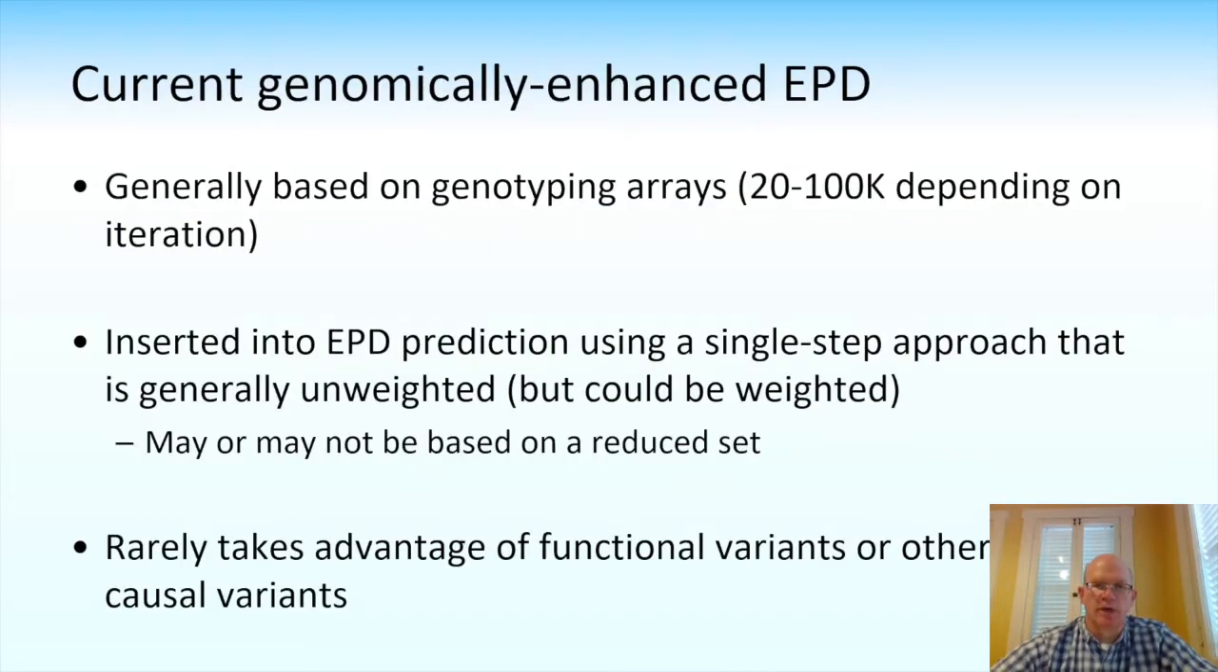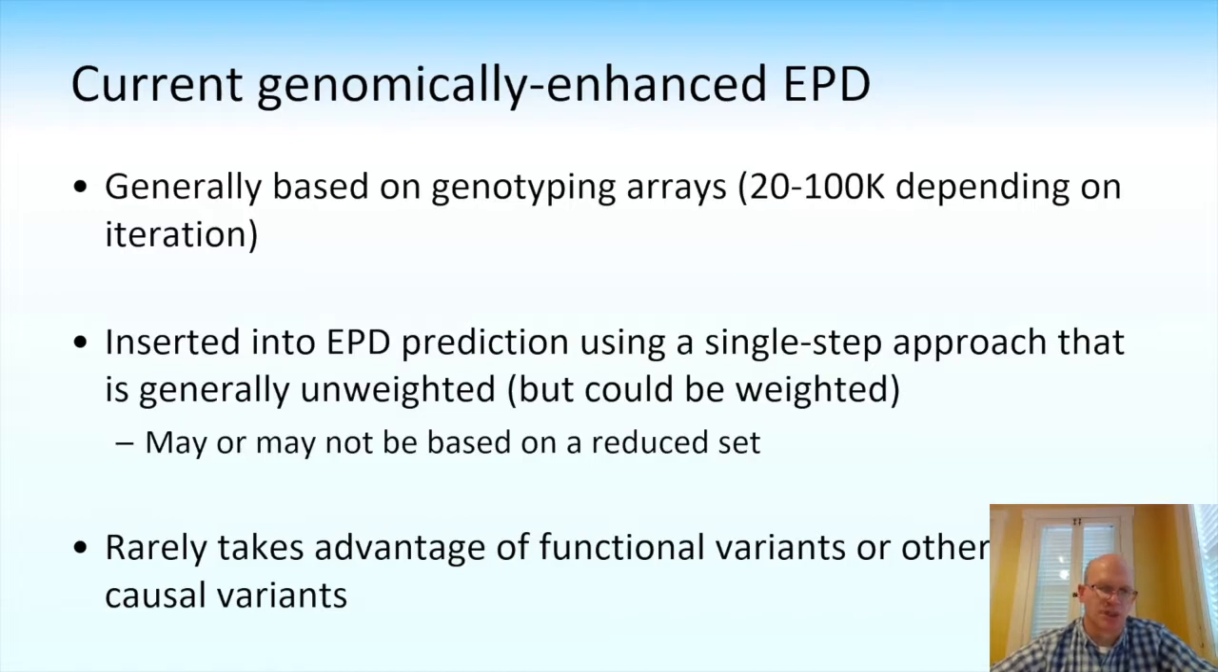So as most of you are aware, currently genetic evaluation relies on genotyping arrays to produce genomically enhanced EPDs. These genotyping arrays generally have between 20,000 and 100,000 different markers, depending on what genotyping array is being used by different breed associations or different genetic service providers. And these arrays are then imputed to a certain set of markers that are utilized as the primary tools for inserting marker information into genetic evaluation.